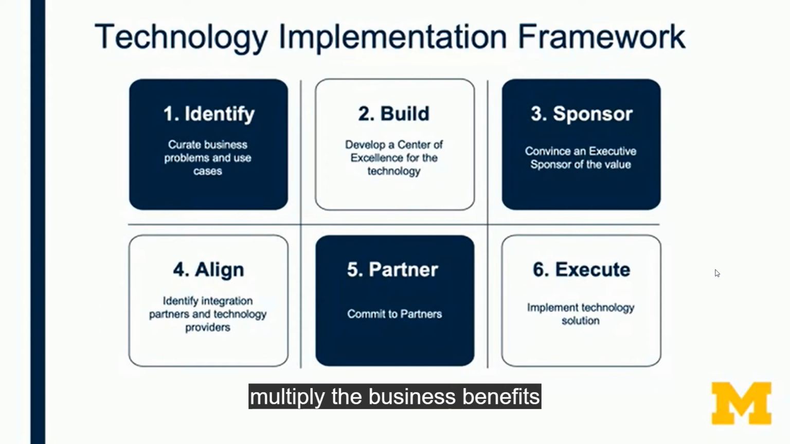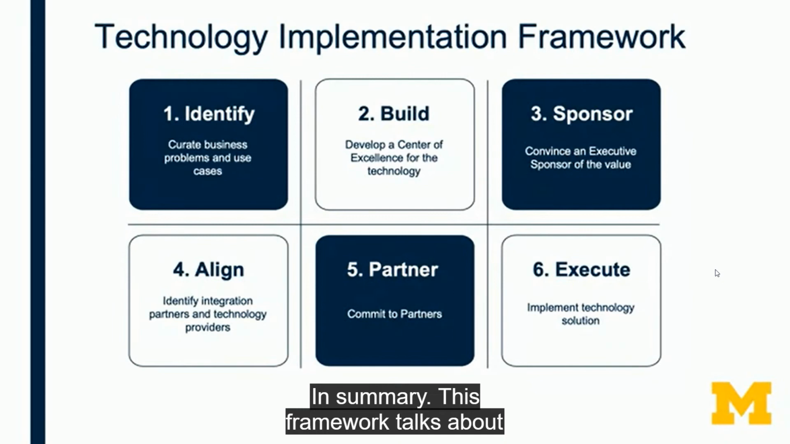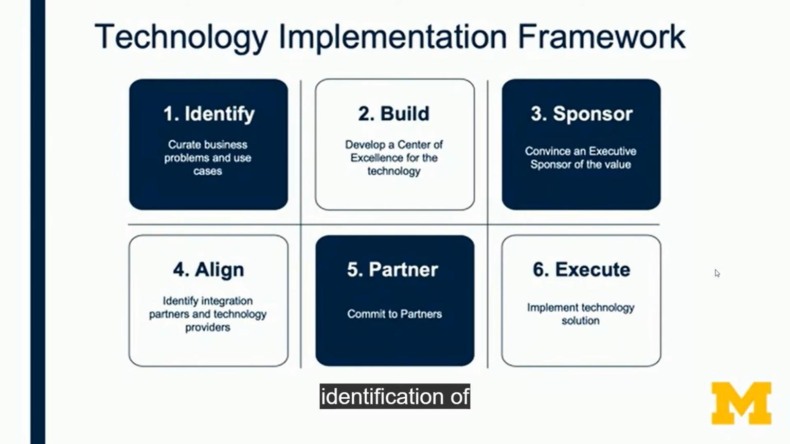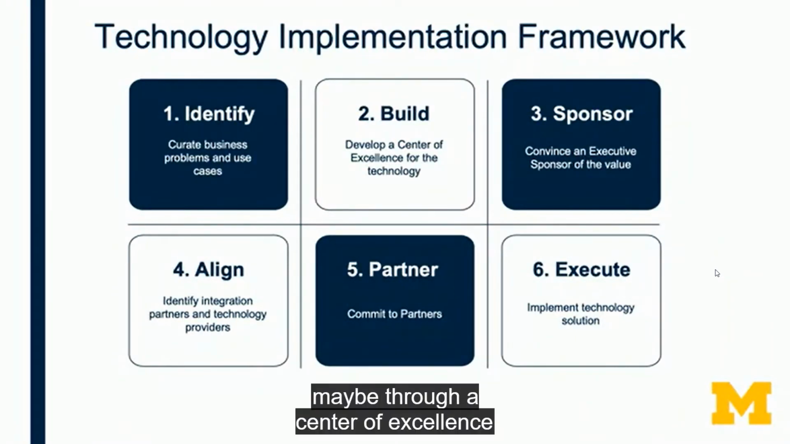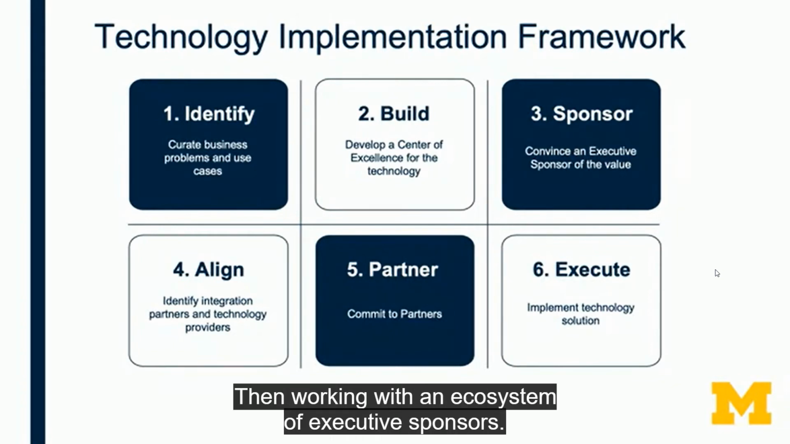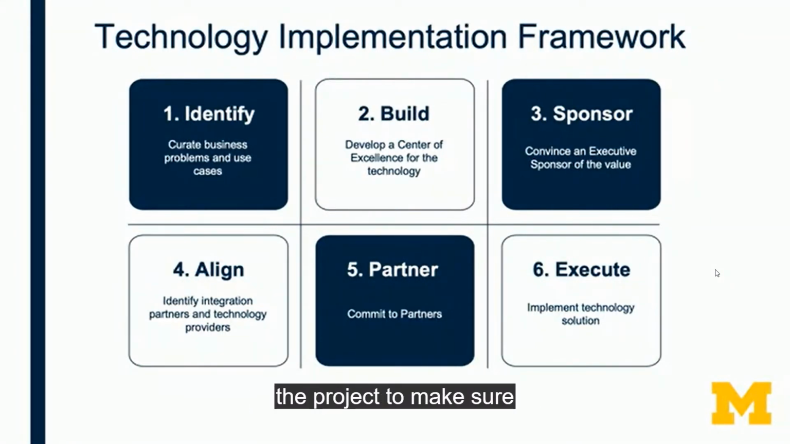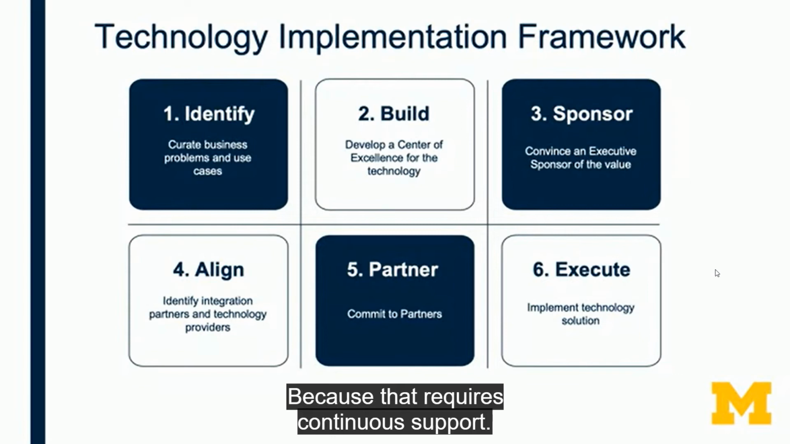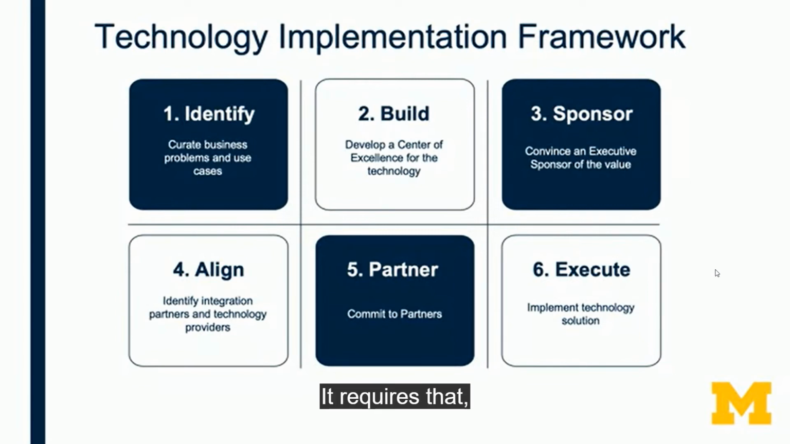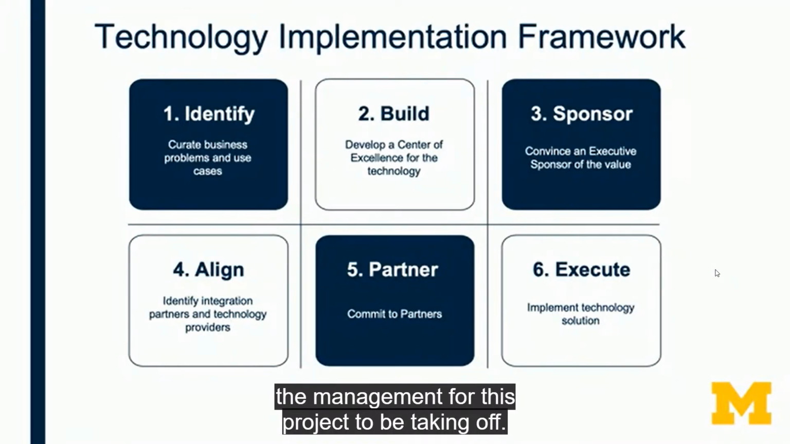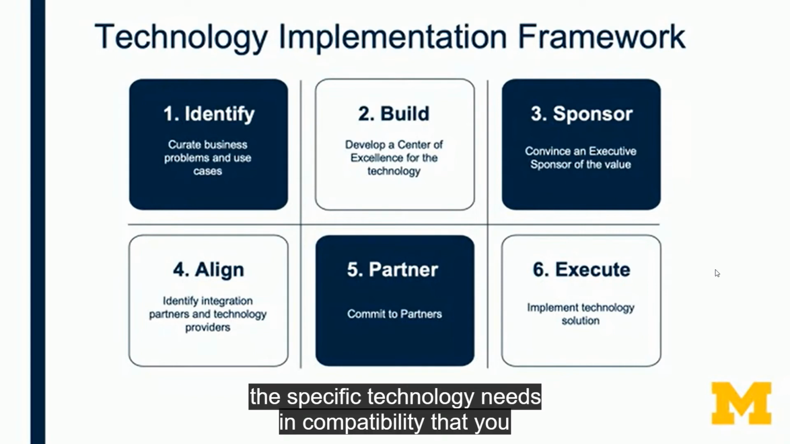In summary, this framework talks about the 6 steps of identification of the problem area that you want to solve, building a set of capabilities, maybe through a center of excellence for industrial Internet of Things, and then working with an ecosystem of executive sponsors. You need to get an executive sponsor for each project to make sure that particular project is successful, because that requires continuous support, and it requires that air cover from the management for this project to take off.